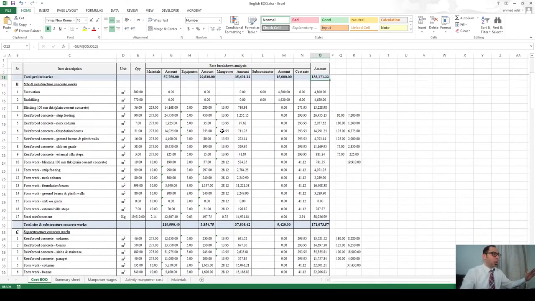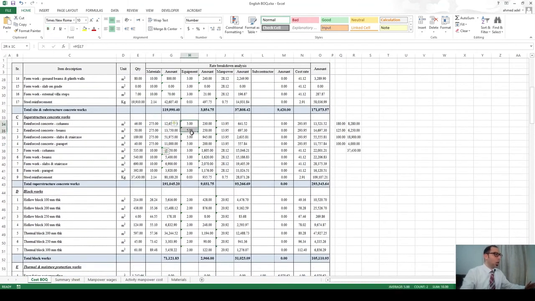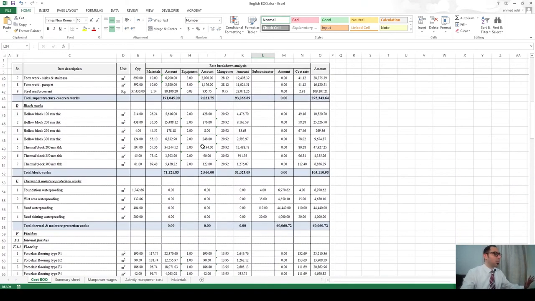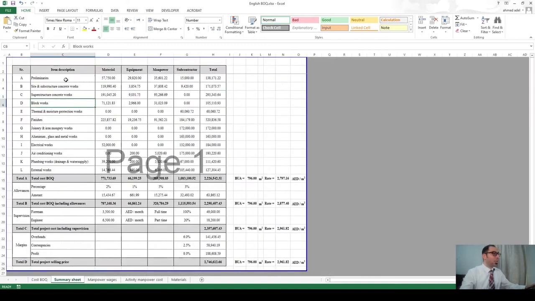So when you do that for the full project, for each and every item, you see how much is the material, how much is the equipment, how much is the manpower, how much is the subcontractor. You do this for all the BOQ divisions, and then when you go to the summary, instead of having only one total for each BOQ division, you will have 4 totals. Like for each BOQ division, how much the material will cost, how much the equipment will cost, how much the manpower will cost, and how much the subcontractor will cost.